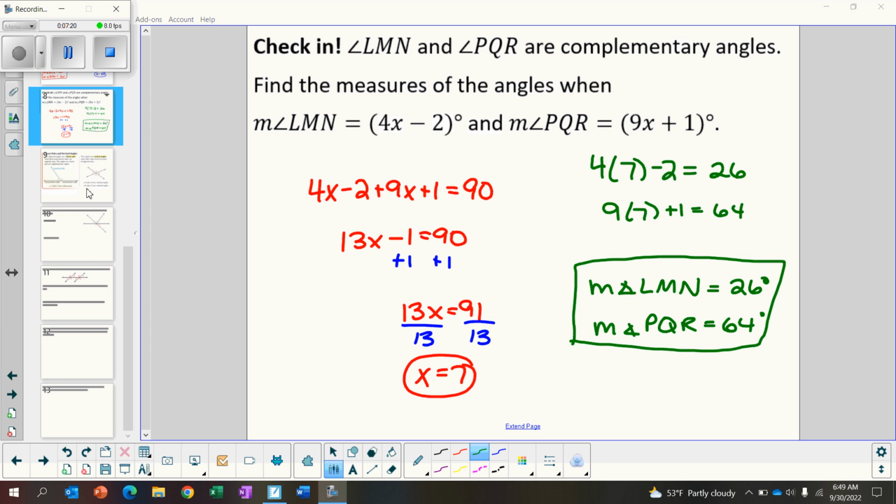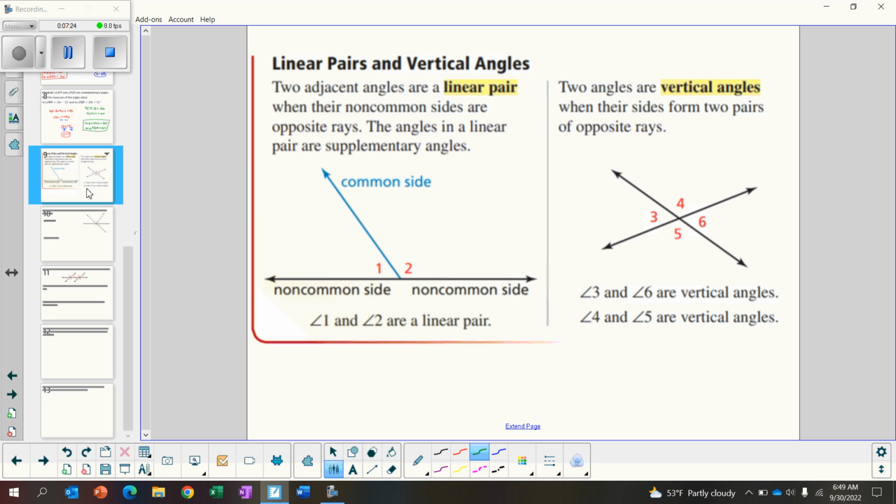So now we're going to look at some more relationships beyond complementary, supplementary, and adjacent. We have something called a linear pair and something called vertical angles. So if I have adjacent angles whose non-common sides make a line, a straight angle, opposite rays, whatever you want to call it, those are called a linear pair. And it says the angles in a linear pair are supplementary angles. That right there is called the linear pair postulate, saying that the angles are supplementary if they're a linear pair is the linear pair postulate.